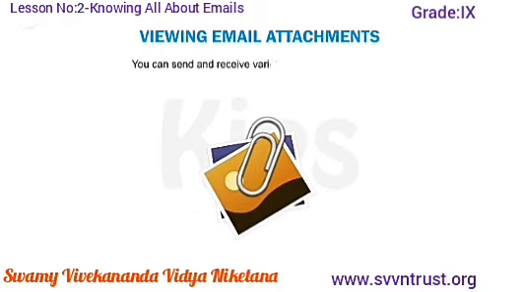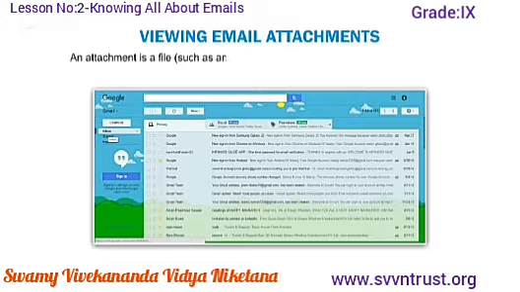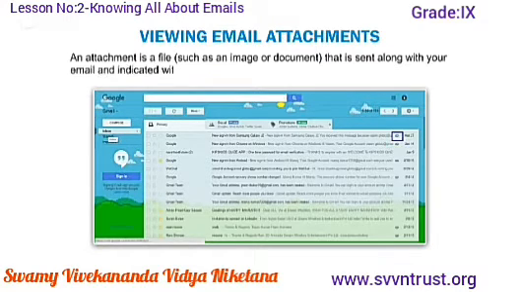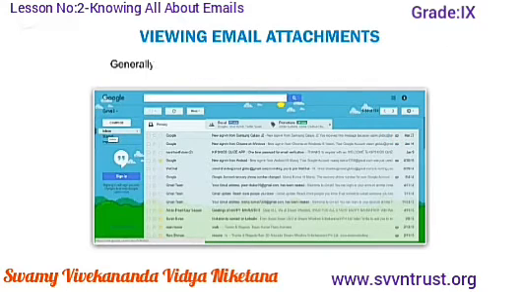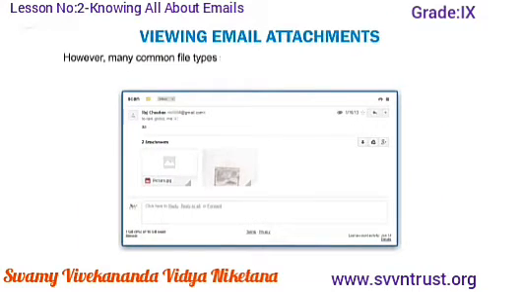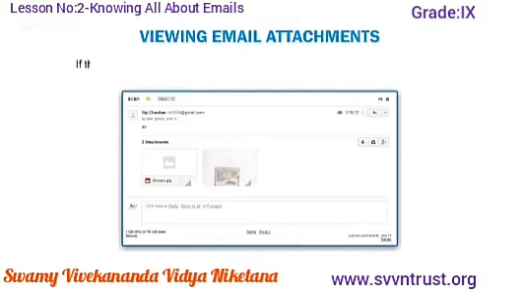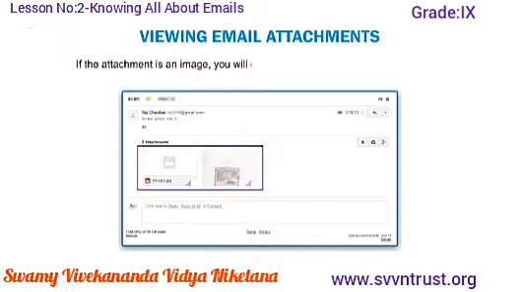You can send and receive various forms of attachments. An attachment is a file, such as an image or document, that is sent along with your email and indicated with a paperclip icon to the right of the subject. Generally, you are required to download the attachment to view it. However, many common file types such as Word documents and images can be viewed within a browser window. If the attachment is an image, you will observe a copy of the image as a thumbnail.